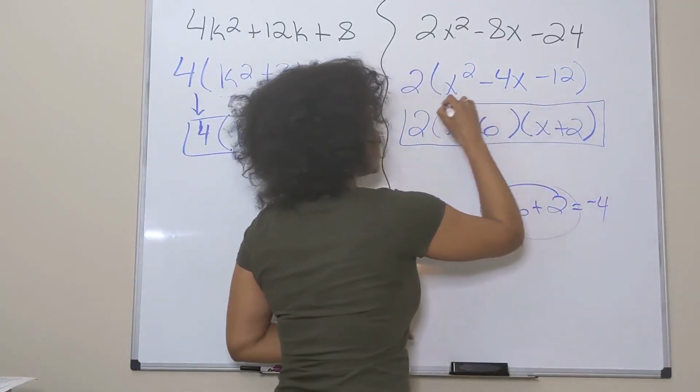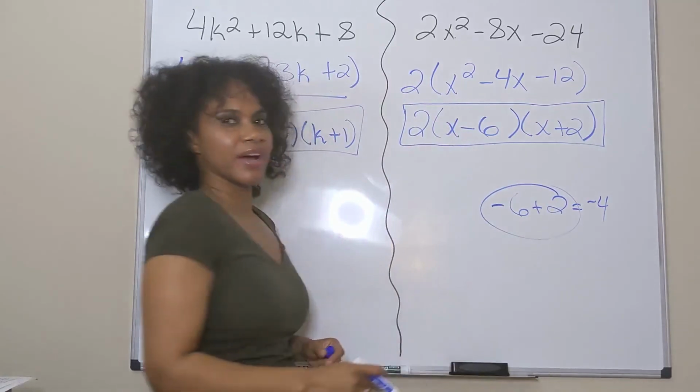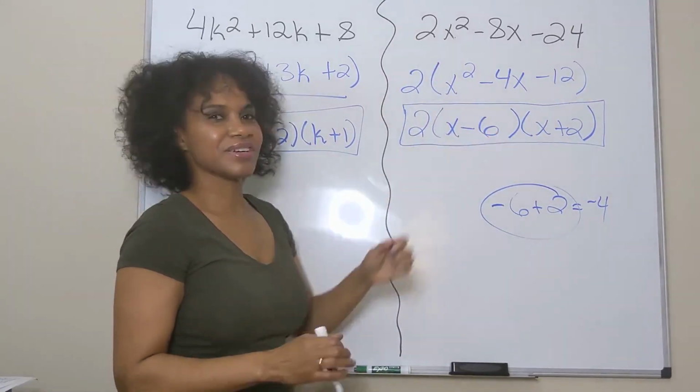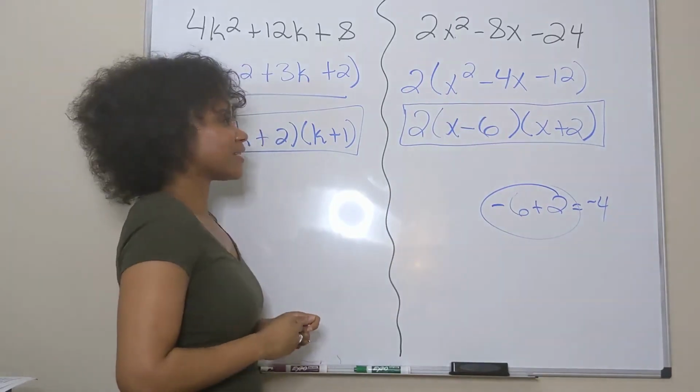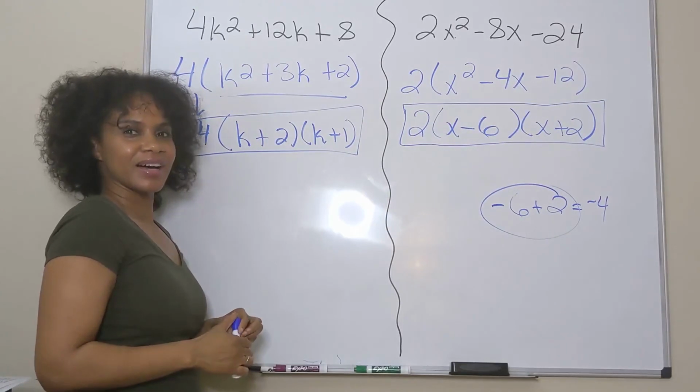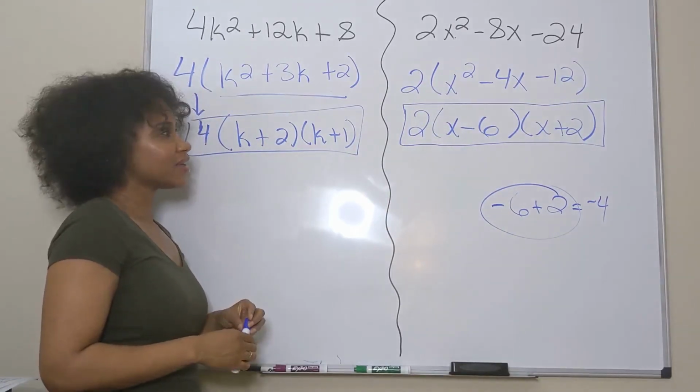All right, so these are just a little different because you have to factor out a greatest common factor first before you factor the rest of the trinomial. All right, so hopefully you understand how to factor trinomials, and thank you for learning with me.